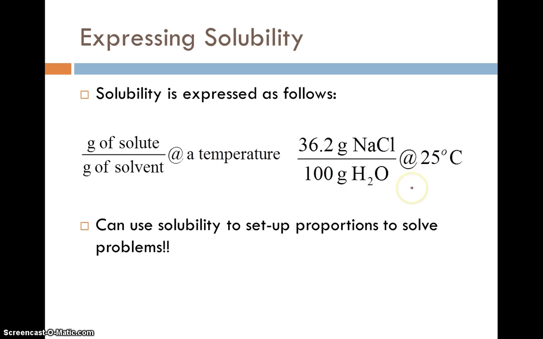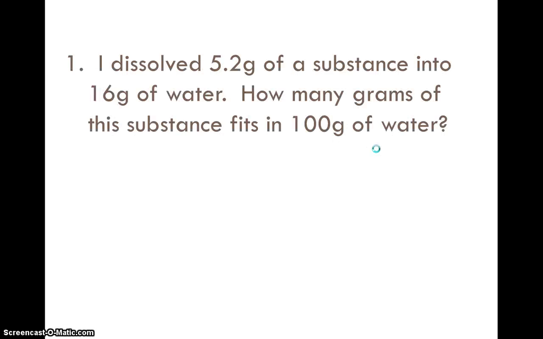And we write it like this because it allows us to set up proportions that we can use to solve problems. Because as a chemist, I don't always need to make 100 gram samples of my solutions. Sometimes I need to make way more. Sometimes I need to make way less. So these proportions can help me figure out how much stuff I need to put into my solution to get that perfect saturation point. So let's go ahead and look at an example.